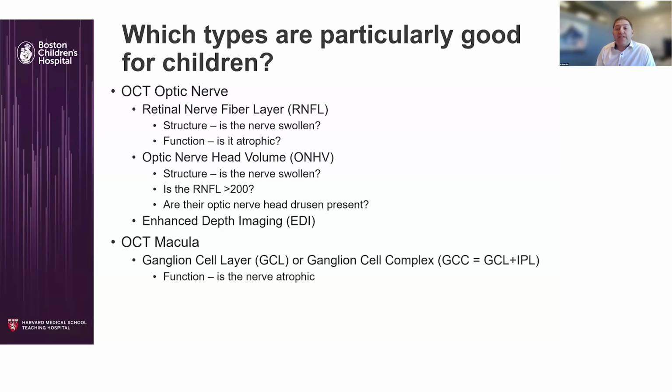And I've seen it thin as low as 0.15 millimeters cubed after a retinal artery occlusion. So OCT for the ganglion cell layer, you're really looking at function. Is the nerve, is the visual system atrophic? Has there been damage?